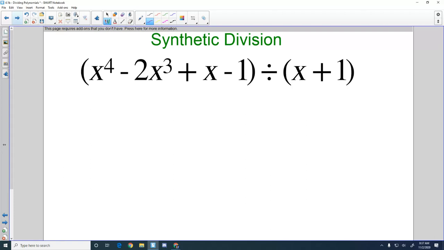Are we missing any terms in the dividend? Michael. Starting with x to the fourth. Now count down with your fingers. We're missing x squared. Oh, look at that. Okay, so right here, we got to put a 0x squared. Yep, same rule. You need to have those placeholders in there.